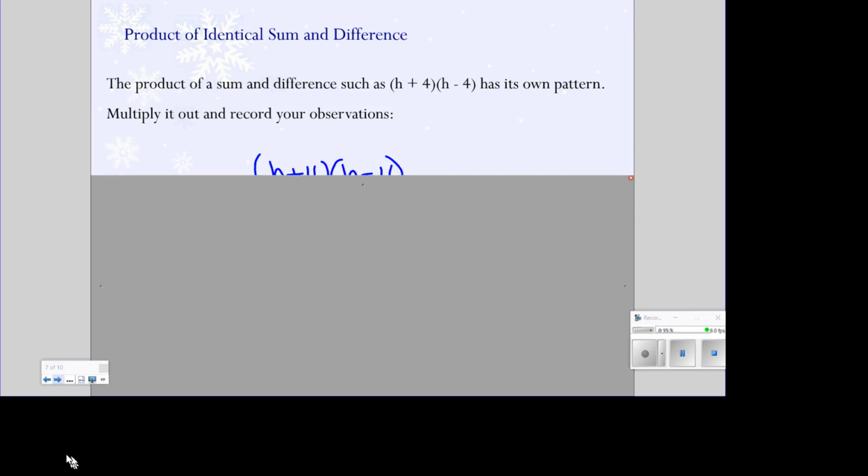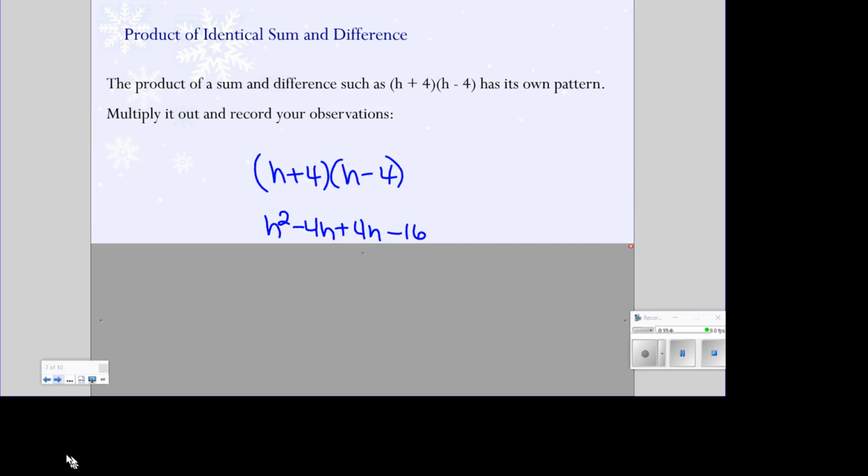So you should get h times h to be h squared, h times negative 4 to be negative 4h, 4 times h to be plus 4h, and 4 times negative 4 to be negative 16.